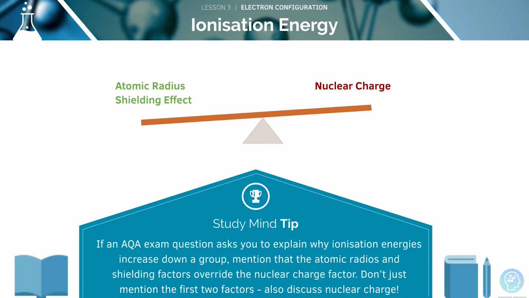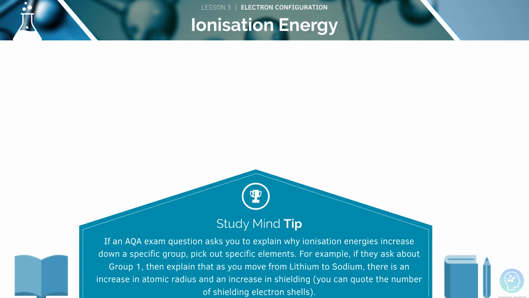However, contrary to the other two, the nuclear charge will increase down the group, but the two factors shown just above it will outweigh this. If an AQA exam asks you to explain why ionisation energies decrease down a group, mention that the atomic radius and the shielding factors will override the nuclear charge. Don't just mention the first two factors, make sure you mention that they are outweighed and that you mention nuclear charge.